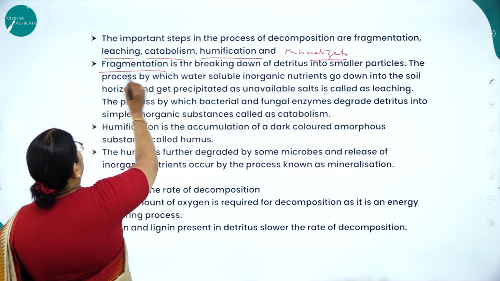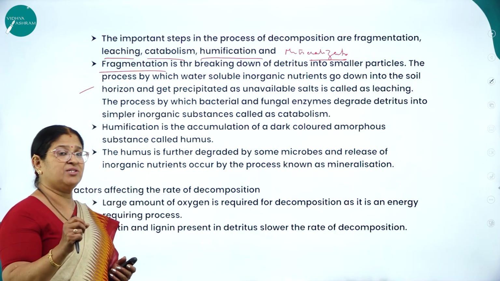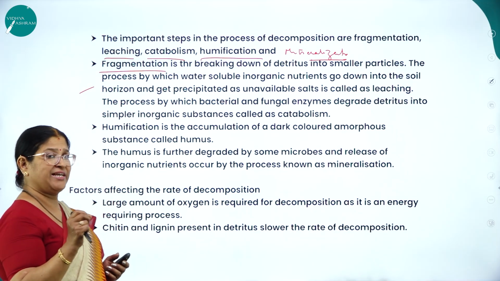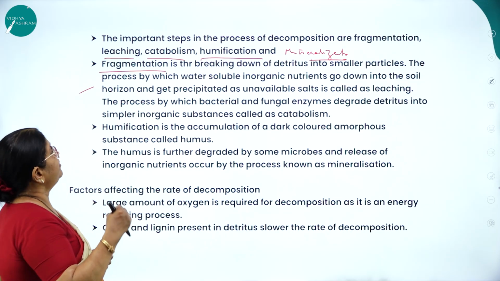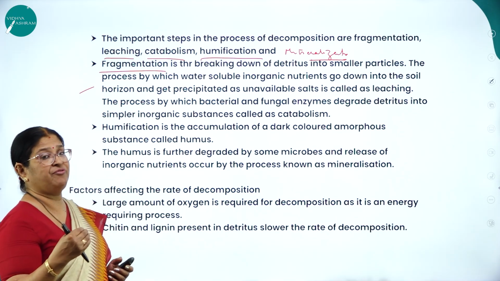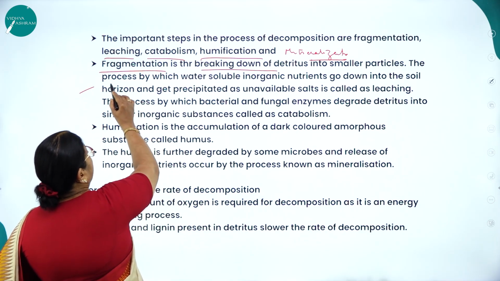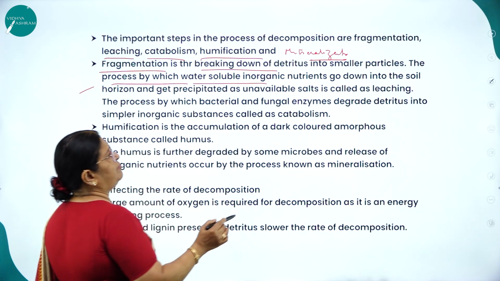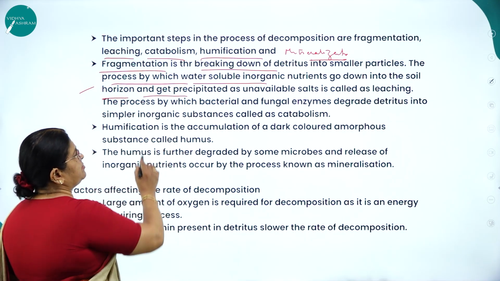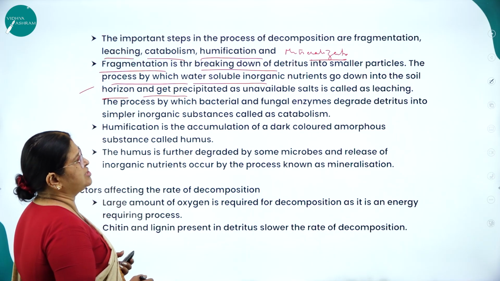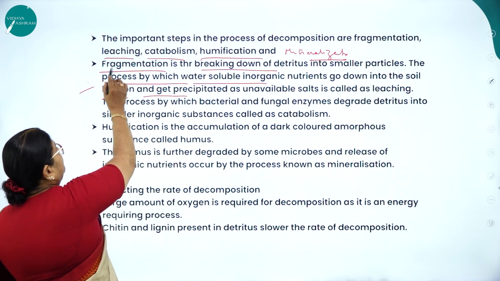So you have understood what is decomposition, what is detritus, what are decomposers or detritivores, and the 5 steps that are involved in the process of decomposition. But what is the first step? Fragmentation, the very word itself will tell you, is the breaking down of detritus into smaller particles. The process by which water-soluble inorganic nutrients go down into the soil horizon and get precipitated as unavailable salts is called leaching. So breaking down of detritus into smaller particles is called fragmentation.